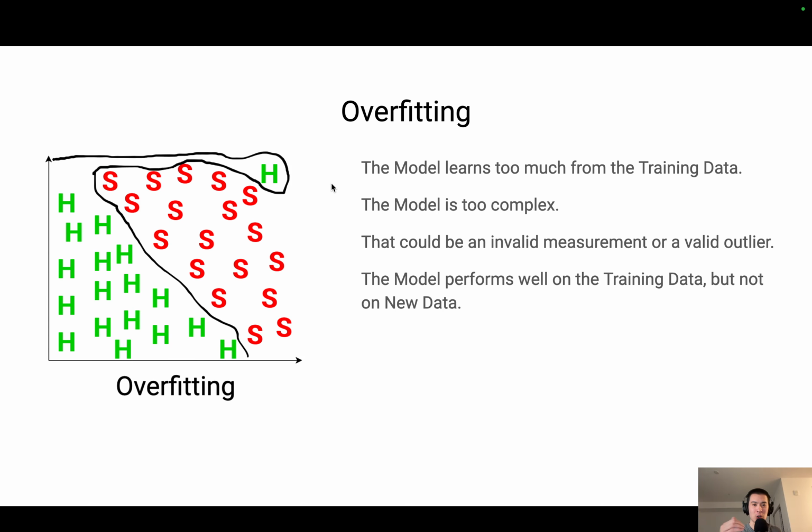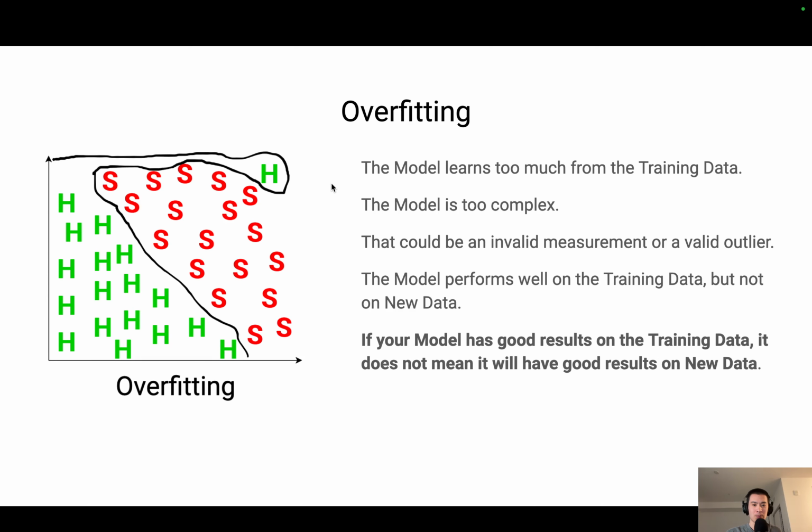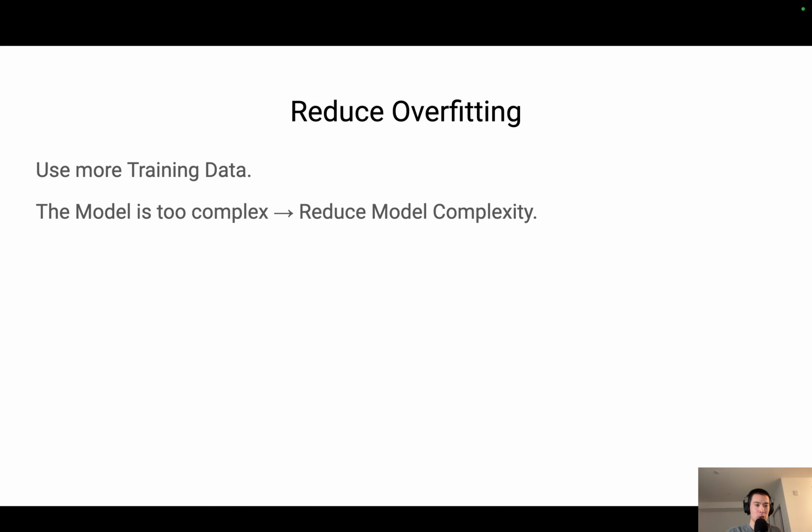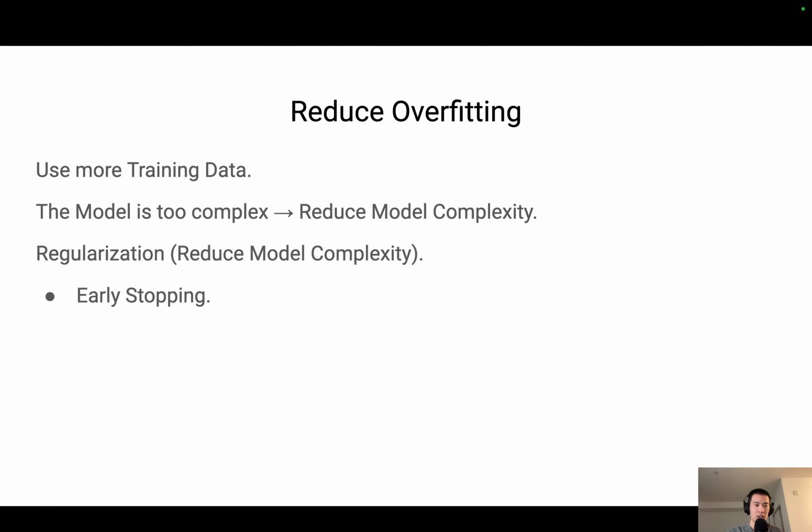As we mentioned earlier on in this course, if your model has good results on the training data, it does not mean it will have good results on new data. So how can we reduce overfitting? Use more training data. The model is too complex. Reduce model complexity with regularization. And we will go over these three regularization things right here.